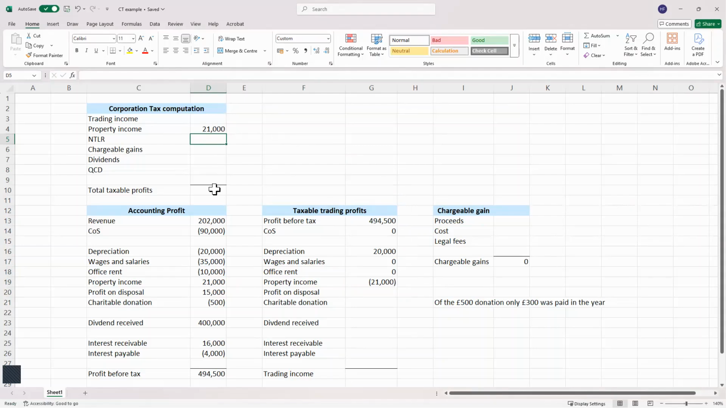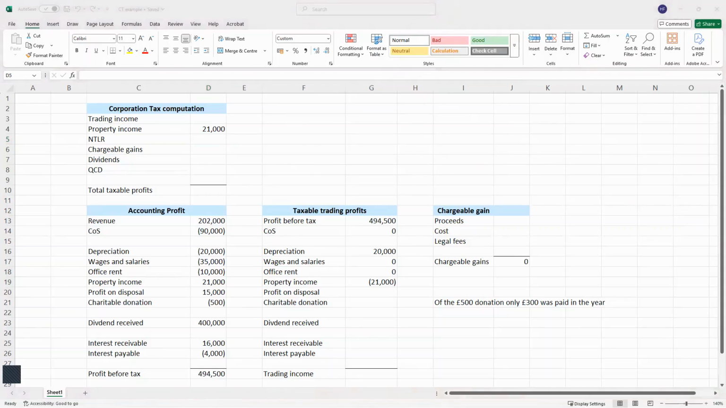Obviously, they will all be added up to get to the total taxable profits, but for the corporation tax computation, you do need to separate these different sources of income. And if there were any expenses related to the property income, then you could do a sub-working over here to work out what your property income would be. So property income, we're talking about where the company owns a property, which is then rented out. So it's held for investment purposes rather than for use in the business.